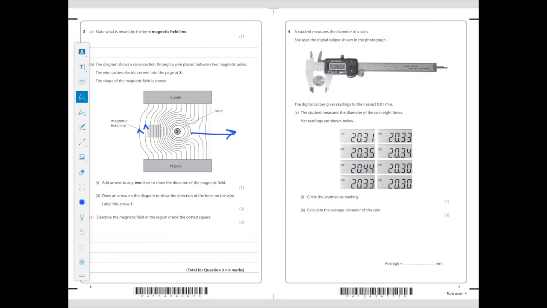Now we need to describe the magnetic field in the region shown inside the dotted square. If you have a look at that, you can see that first of all, the magnetic field isn't uniform because the lines are different spaces apart. And also notice that they're flowing in the same direction, so they are parallel to each other.